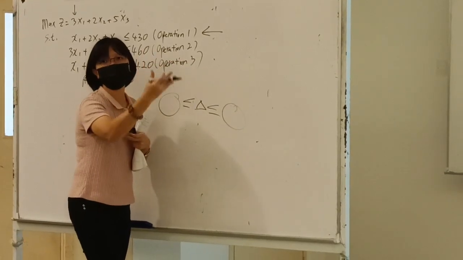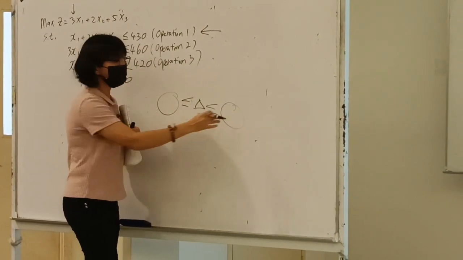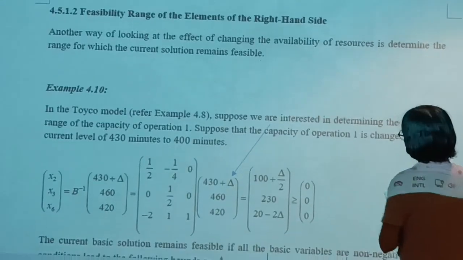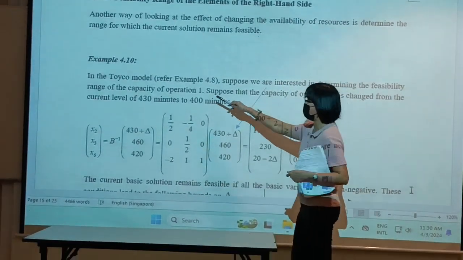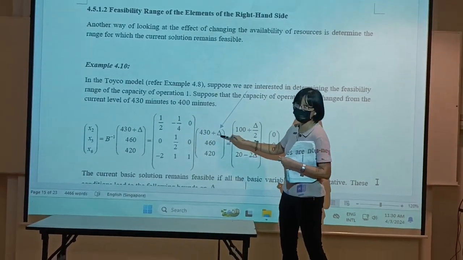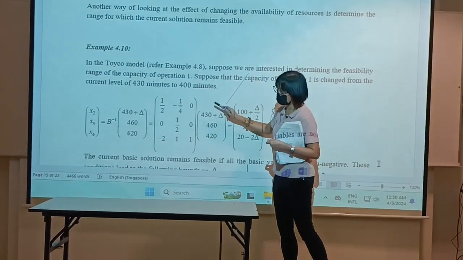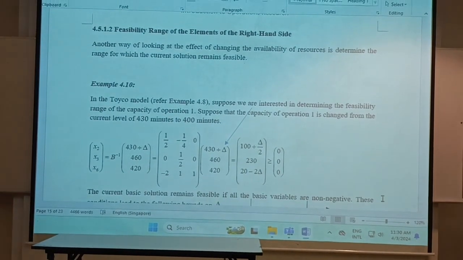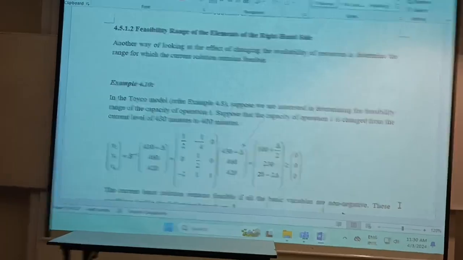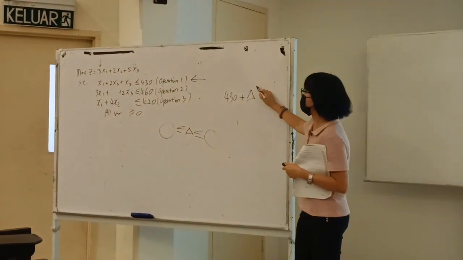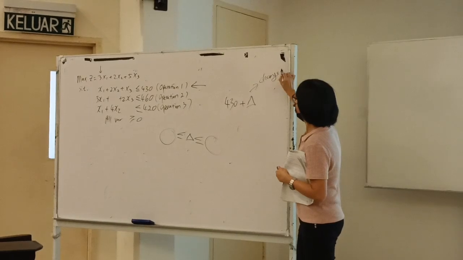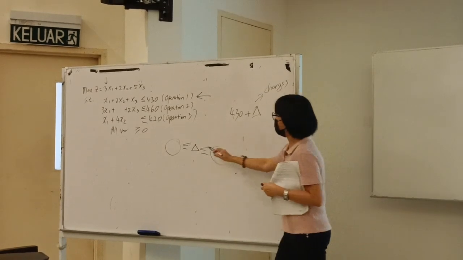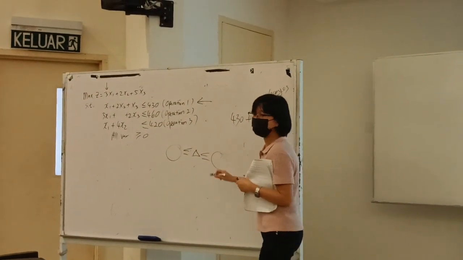It will be easier for the decision maker when they want to make a decision, or an amendment or adjustment. So right now, if you want to know the feasibility range for operation 1, you just have to put a triangle only for operation 1. This is 430. You write 430 plus a triangle. This triangle we call the change. This triangle is unknown. Later on, we want to find the minimum value and also the maximum value.